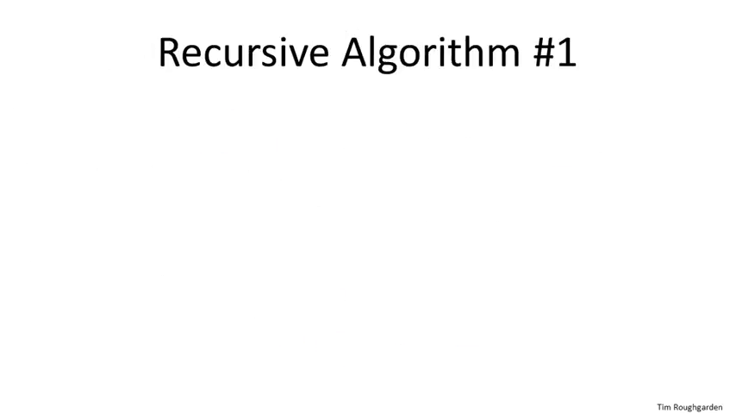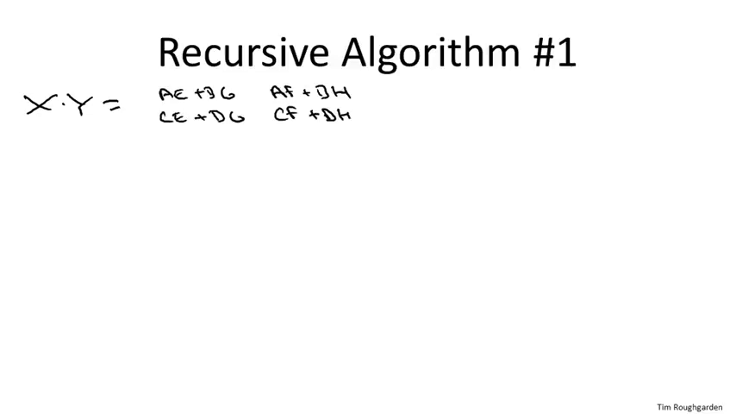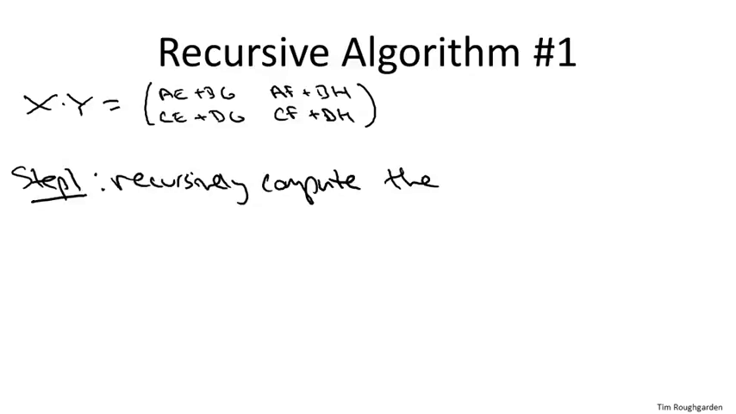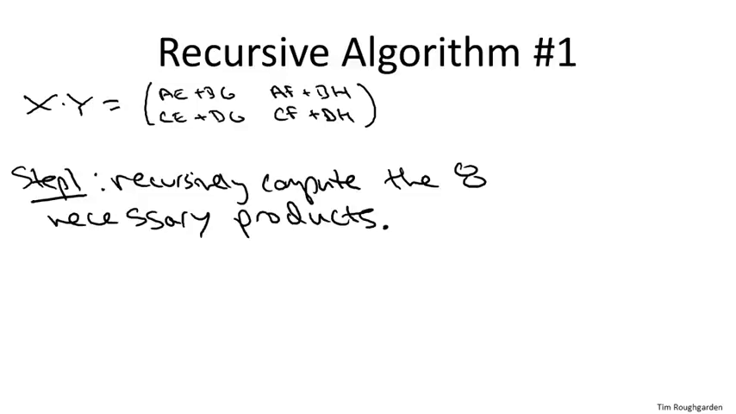So this immediately leads us to our first recursive algorithm. To describe it, let me quickly rewrite that expression we just saw on the previous slide. Now our first recursive algorithm is simply to evaluate all of these expressions in the obvious way. Specifically, in step 1, we recursively compute all of the necessary products, and observe that there are 8 products of n over 2 by n over 2 matrices. There are 4 entries in this expansion of x times y. Each of the blocks is the sum of 2 products, and none of the products reoccur. They're all distinct. So naively, if we want to evaluate this, we have to do 8 different products of n over 2 by n over 2 matrices.